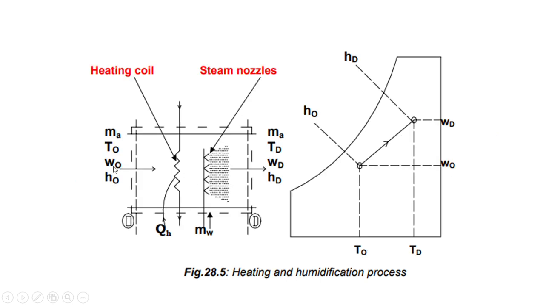Next one, heating and humidification. When the air is passing through a heating coil, the air gets heated. During heating, the humidity present in the air may decrease. So to increase the humidity of the air, we spray a mist of water. So here we achieve heating as well as humidification. The line represents the temperature getting increased as well as the humidity also getting increased, from WO to WD. So heating and humidification is achieved at the same time.